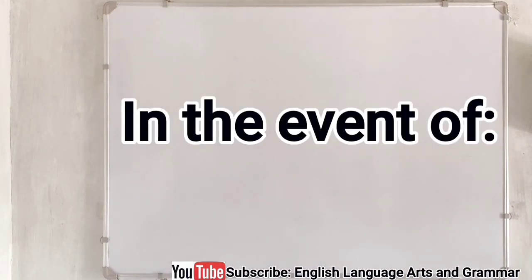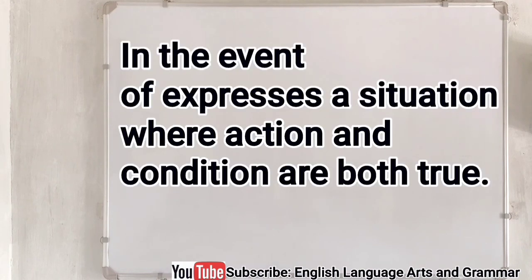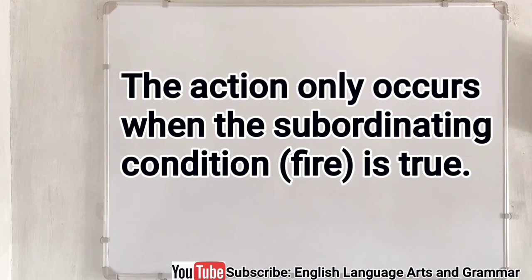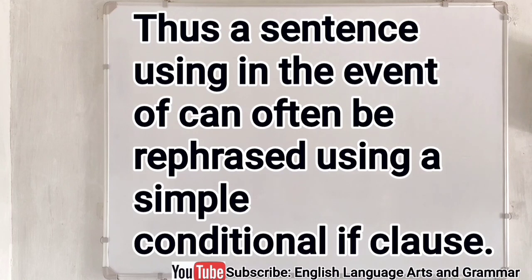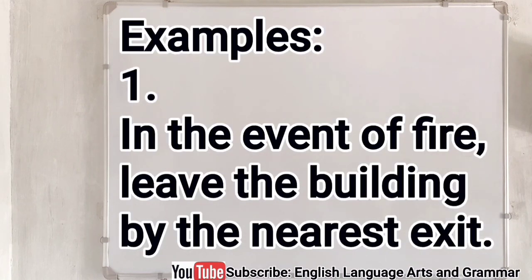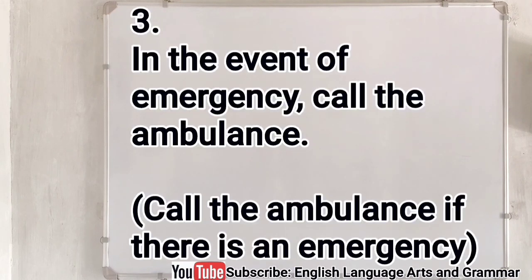Let us learn now in the event of with its definition and with some examples. In the event of expresses a situation where action and condition are both true. The action only occurs when the subordinated condition is true. Thus, a sentence using in the event of can often be rephrased using a simple conditional if clause. Example 1. In the event of fire, leave the building by the nearest exit. In the event of emergency, call the ambulance. Means, call the ambulance if there is an emergency.